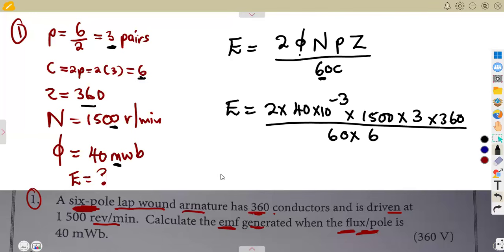Remember, C is 6 for a lap. If it was a wave wound, this C was going to be equal to 2. But in this case, this is a lap wound. So with this, we obtain E, the generated EMF, and that is 360 volts. Remember, this is the voltage that you are working with.